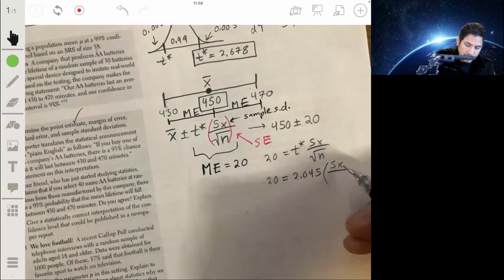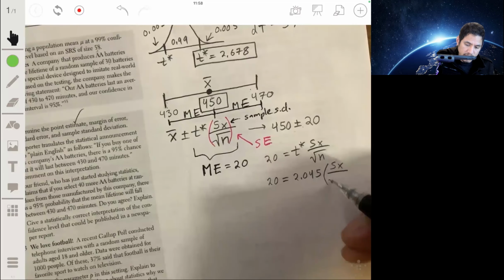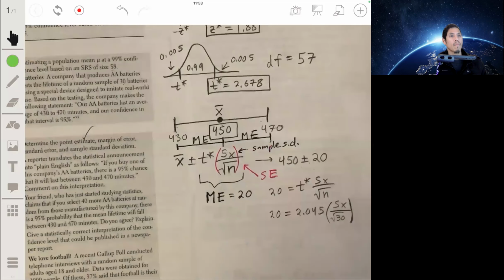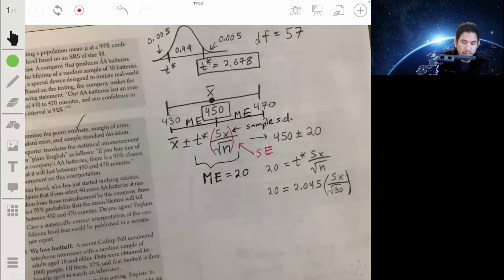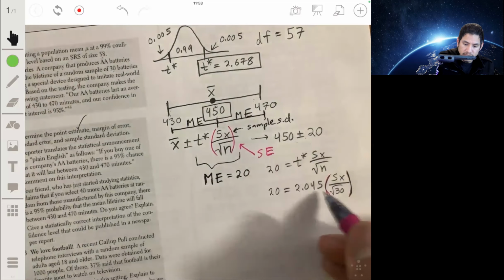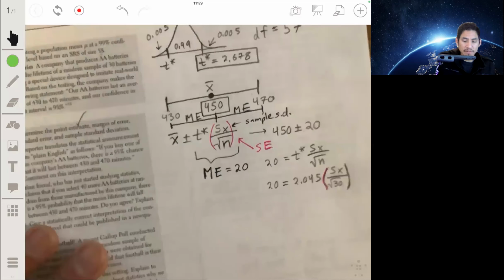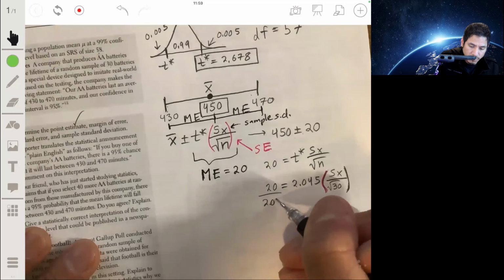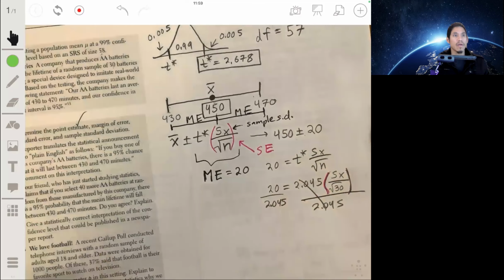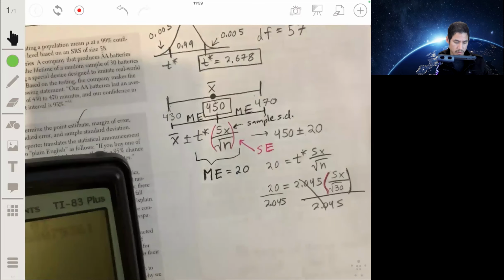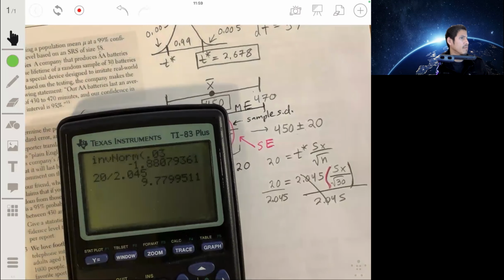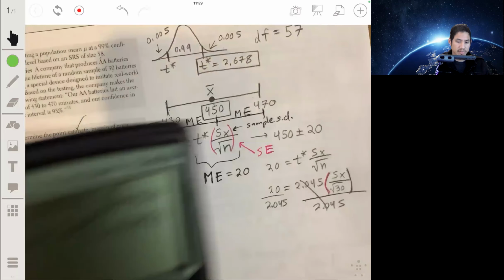Now that's our sample standard deviation. Square root of N, I'll be just square root of 30. So remember, this is our standard error, so we can just divide both sides by 2.045, and that'll give us our standard error. So 2.045 being divided by both sides. And we'll get our standard error of about 9.78.